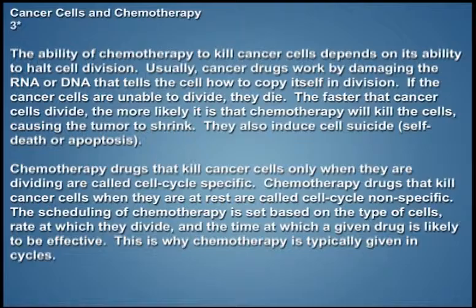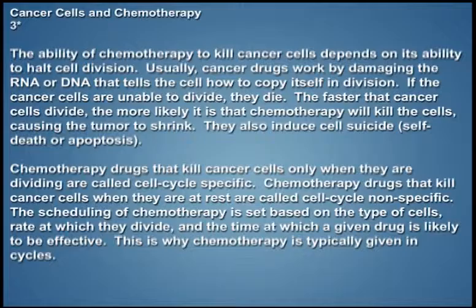So the only way that chemo is going to work is it has to kill those cancer cells. And the way it's going to do that, it's going to work someplace in that cell cycle, someplace in that cell division. They usually work by damaging RNA or DNA, and that's what tells the cell to copy itself, to divide. If the cells are unable to divide, they die. The faster the cancer cells divide, the more likely it is that chemo will kill the cells. So, as I said before, rapidly dividing cells are more likely to be killed. Cancer is a rapidly dividing cell.